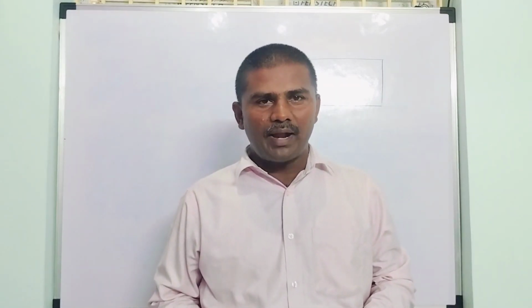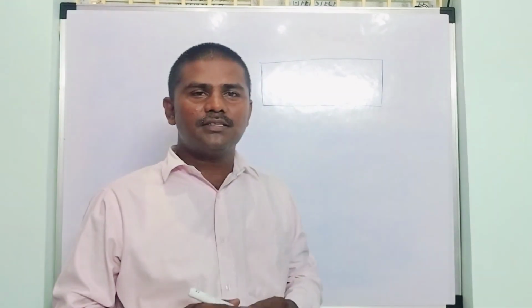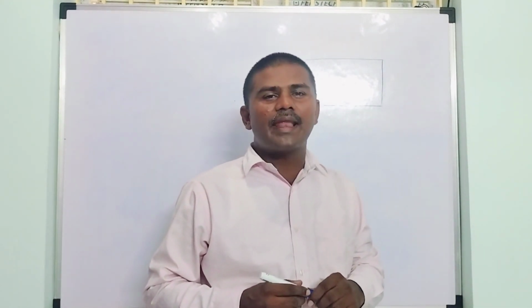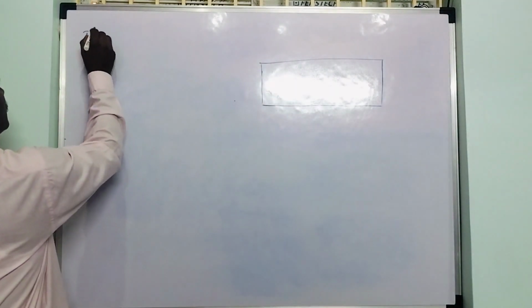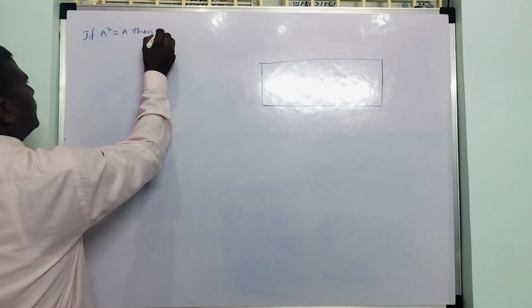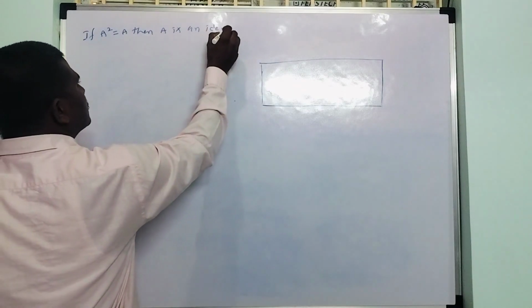Learn every step. Now coming to the definition of idempotent matrix. When will you say that a matrix is idempotent? Suppose A is a square matrix. If A square is equal to A, then you say that it is an idempotent matrix.